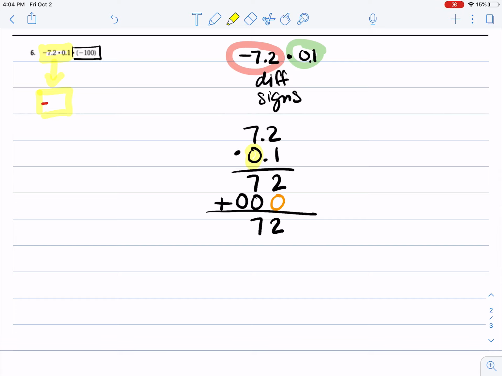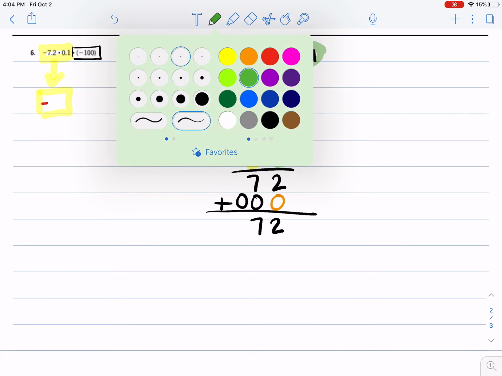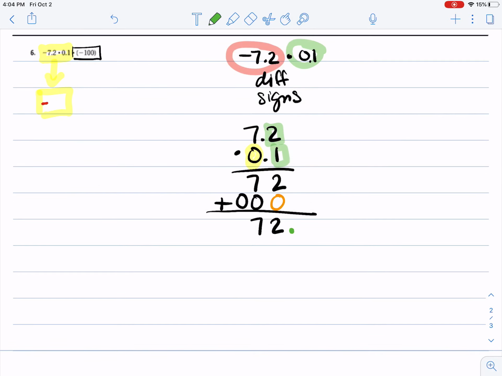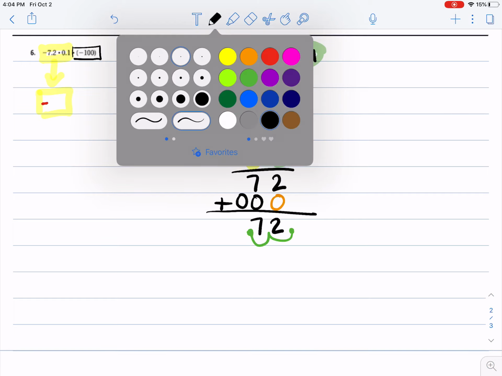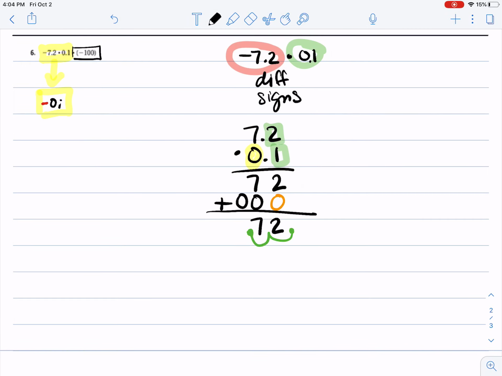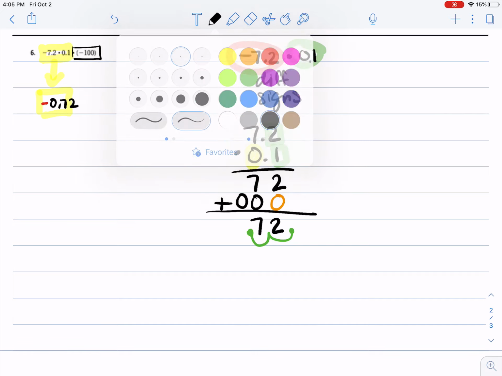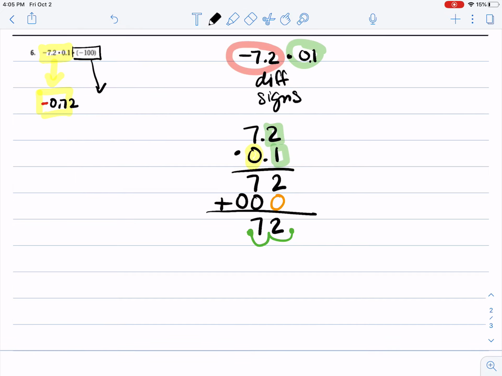Okay. Then we need to look at our problem. We have two numbers to the right of the decimal point. So we need to take the decimal point from the very end, that invisible decimal point, and move it 2 times over. This gives me 0.72. And it's negative, remember? We put that in the box to remind us. So now we're ready to bring down everything that we were saving for later.